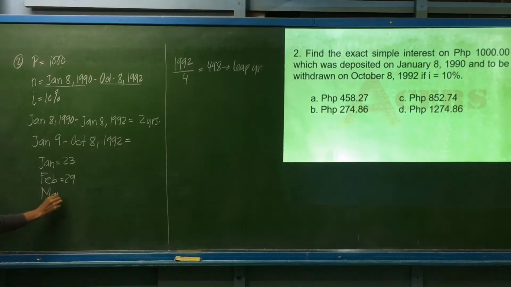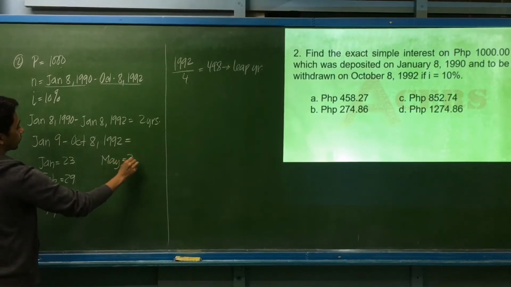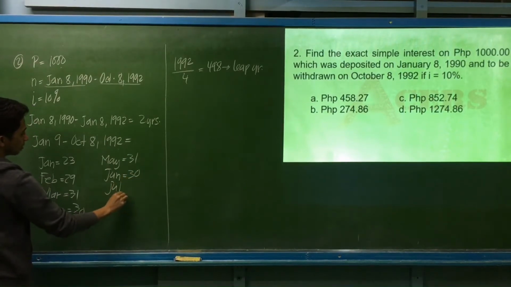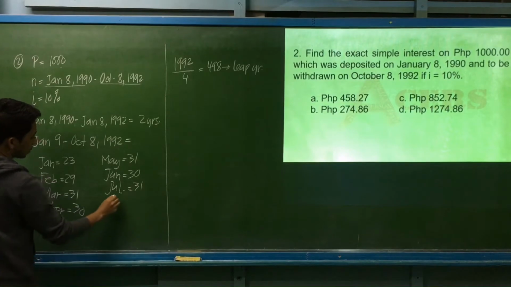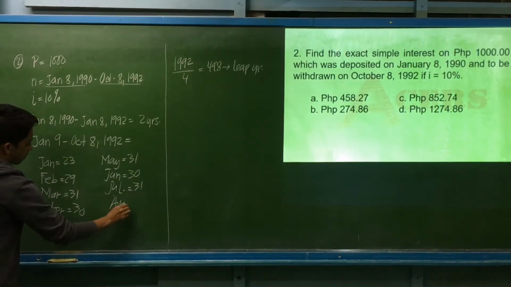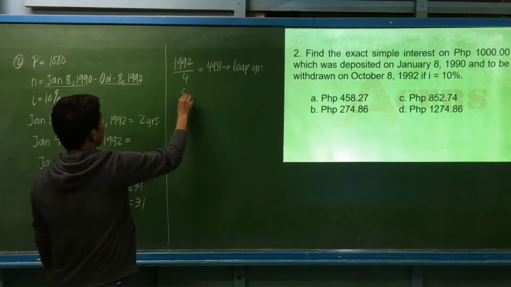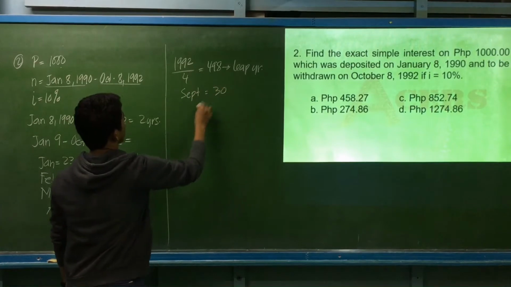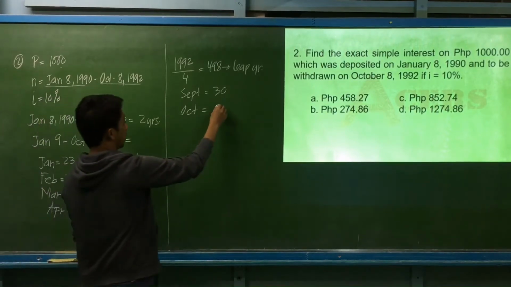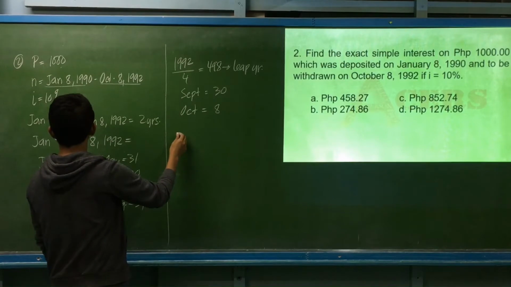How many days for March? We have 31. How many days for April? We have 30. How many days for May? We have 31. Okay, June. We have 30. July, we have 31. August, the same as 31. September, we have 30 days. Then for October, how many days for October? Since we are until October 8, then we have only 8 days for October. So we have the number of days.